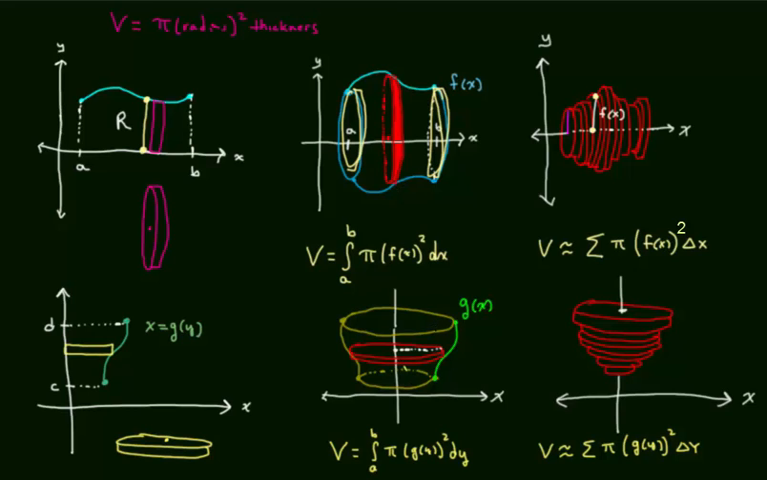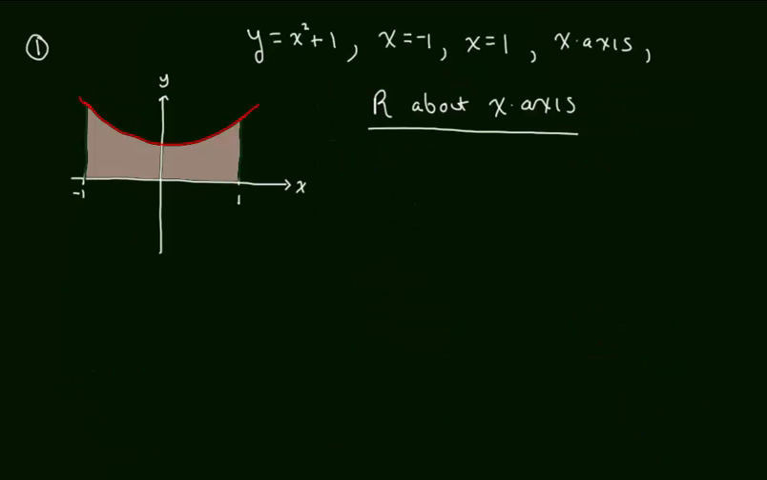These are solid or dense objects. Let's take a look at example 1. In example 1, we have the area bounded by the parabola y equals x squared plus 1. And we have a couple other curves. We have x equals -1, x equals 1, and we have the x-axis. And our area is bounded between all of those curves.